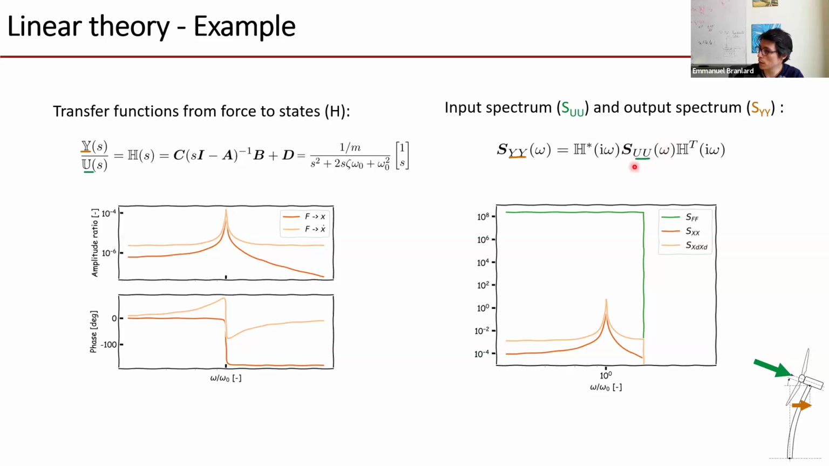The spectrum I was using, so my input is the force, so it's SFF here on this plot. And I've been using what I call a banded noise input. So it's not white noise, which would be a constant input spectrum, but a banded noise. It is not ideal, but it makes it easier to see what the product does. By having 1 and 0 here, you can see how the output spectrum is just cut by multiplying those two together.